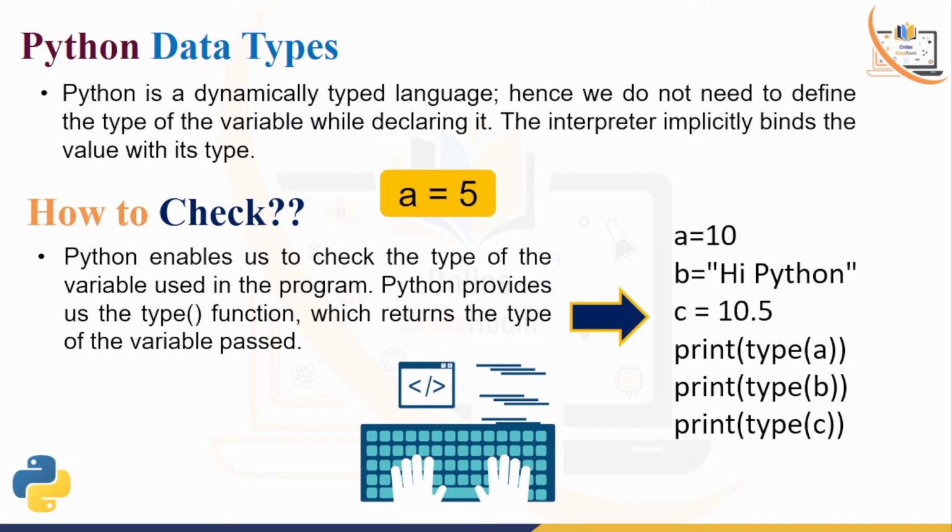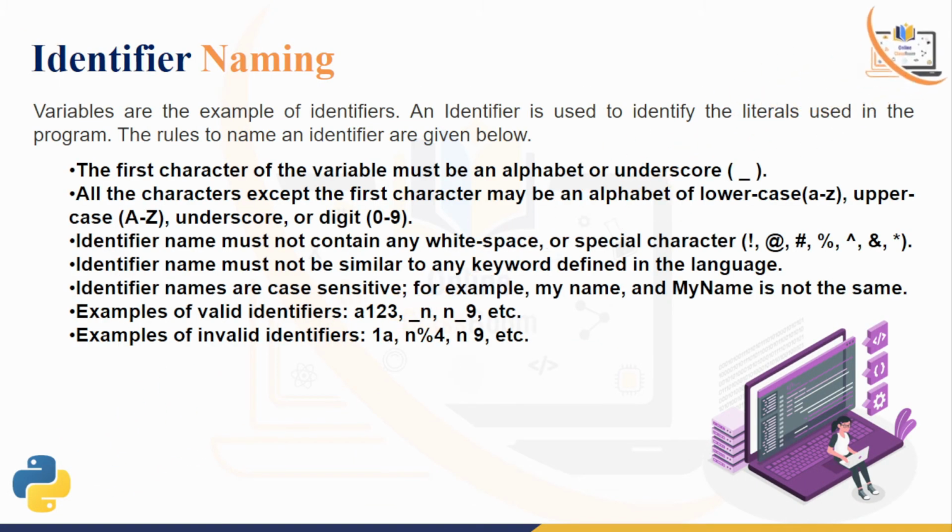Another question is about the names of the variables. Suppose I give a name x equals 5 or a equals 5, it is correct, but obviously there are some rules by which we have to give the names of that particular identifier. The first rule is that the first character of the variable must be an alphabet or an underscore. It must start with an alphabet, A to Z, or with an underscore, and this rule is the same for C, C++ or Java.